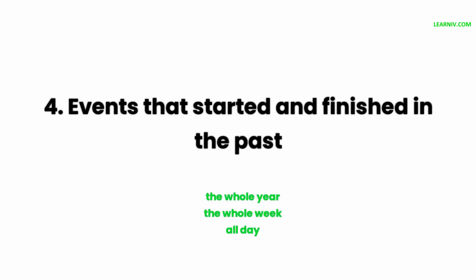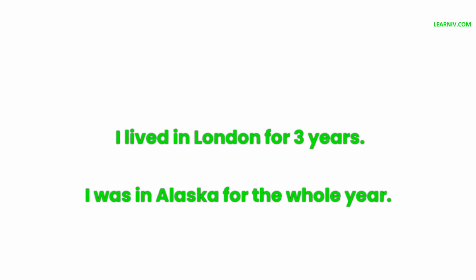The past simple tense also describes events that happened in the past and lasted for a certain period of time, such as living abroad or some other action that lasted for a long time. These actions are specified by using time periods such as the whole year, the whole week, or all day. Here are 2 sentences with examples. I lived in London for 3 years. I was in Alaska for the whole year.